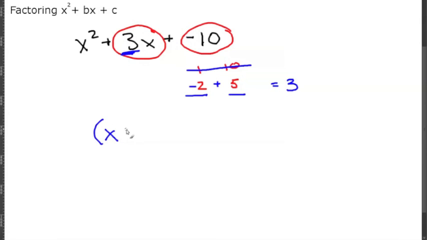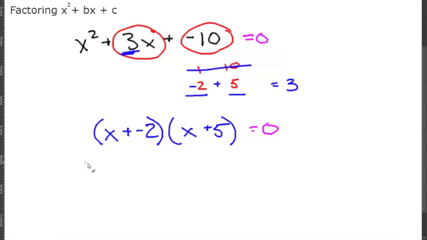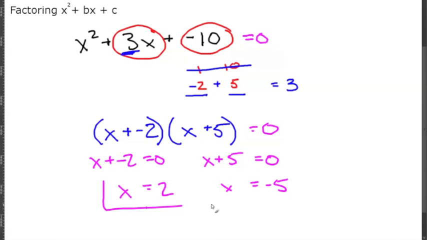So x plus a -2 times x plus 5 is the factored form of this polynomial. Again, let's say that we set that polynomial to be 0 though. That means that x plus -2 equals 0 or x plus 5 equals 0. That means that x equals 2 or x equals -5. And those would be the solutions if this polynomial was set to 0.